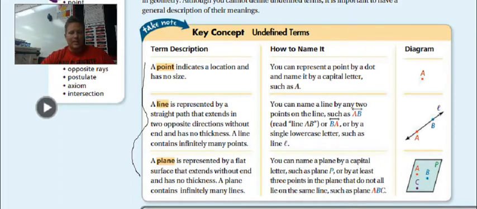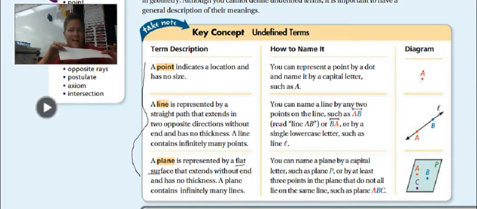And the last one is a plane right here. A plane is a flat surface that extends without end. So you can think of a plane like a piece of paper. A plane is basically like a piece of paper that we have right here, and within the paper there are infinitely many lines that we could draw within this plane.